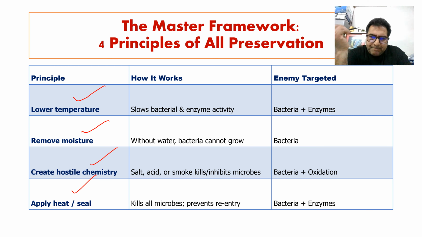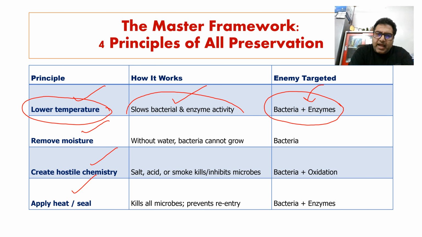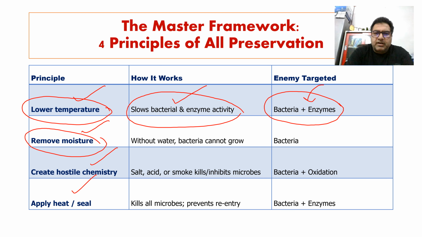Now what happens when we lower the temperature? The bacterial activity and the enzyme activity slow down. So what are the targets? The target is the bacteria and enzymes. When we lower the temperature, we target the bacteria and enzymes, thereby slowing their activity, and thus fish spoilage slows down.